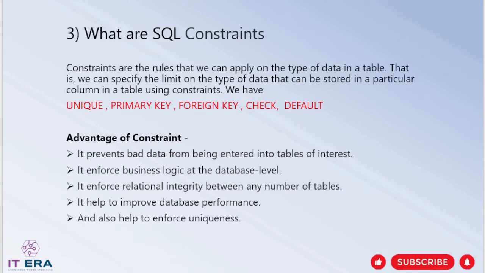Let's move to our next question, and that will be, what are SQL constraints? Constraints are the rules that we can apply on the type of data in a table. That is, we can specify the limit on the type of data that can be stored in a particular column in a table using constraints. We have unique constraint, primary key constraint, foreign key constraint, check constraint, default constraint.